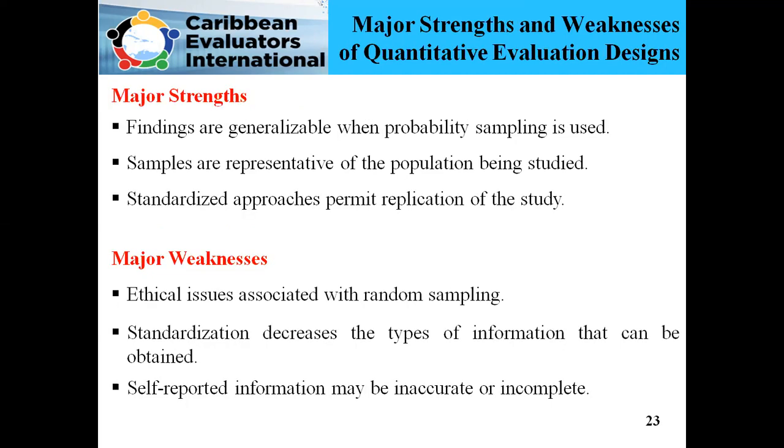So in summary, quantitative evaluation methods have a number of strengths, including findings are generalizable when probability sampling is used. Samples are representative of the population being studied, and standardized approaches permit replication of the study. Notwithstanding, they also have some weaknesses, and these include ethical issues associated with random sampling. Standardization decreases the type of information that can be obtained, and self-reported information may be inaccurate or incomplete.